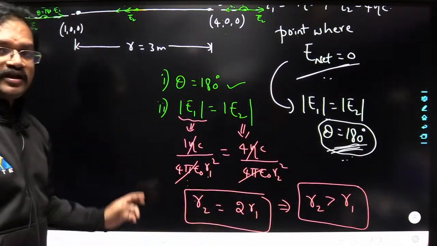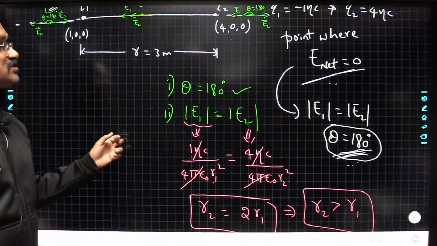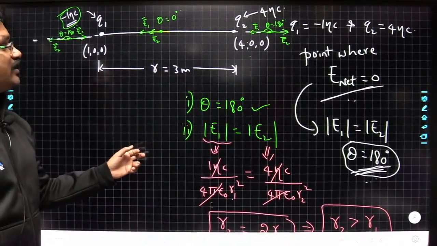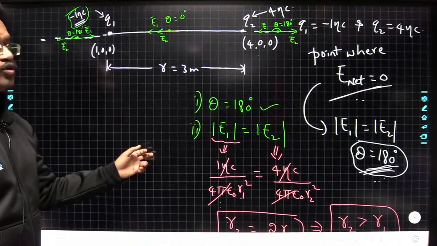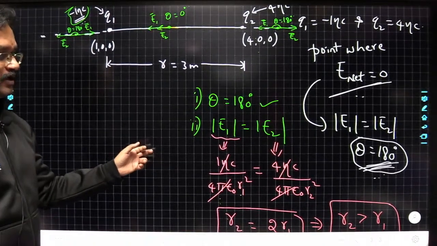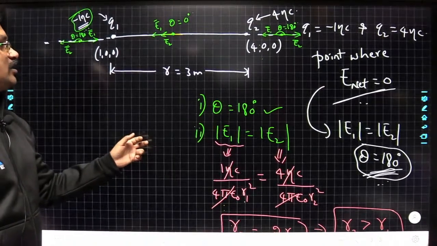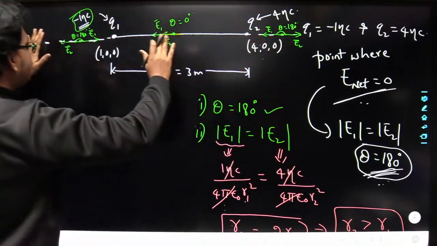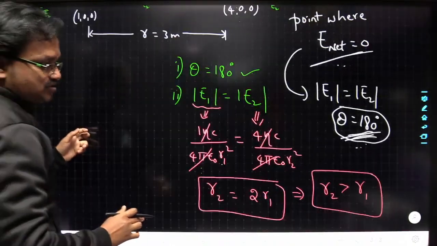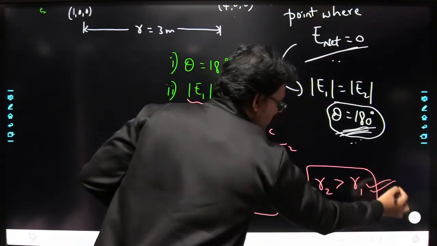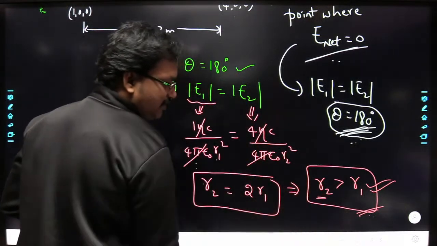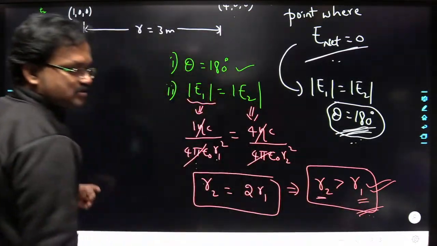R2 must be greater than R1. That means the distance of that point from Q2 must be greater than the distance from Q1. So you have to choose the point either to the right of Q2 or to the left of Q1 such that it satisfies this condition. R2 must be greater than R1, so the distance from Q2 must be greater than the distance from Q1.